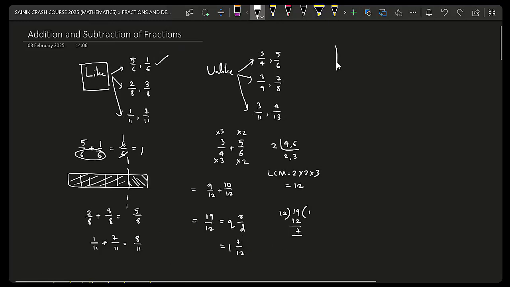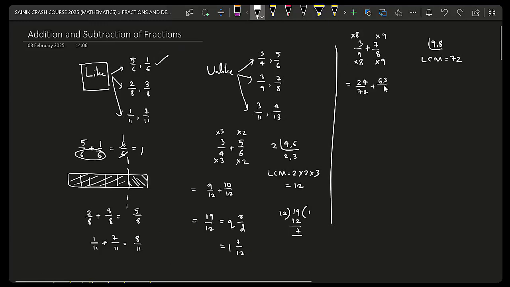Let's take one more example, that is 3 by 9 plus 7 by 8 we want to find. So for 9 and 8 we want to find the LCM. Because there are no common factors, we can just multiply them. We got 72. So 9 multiply by 8, 3 you multiply by 8, 8 you multiply by 9, and 7 also multiply by 9. 8 3s are 24 by 72 plus 7 9s are 63 by 72. So add them, you'll be getting 87 by 72. Still you want to convert into mixed form. 72 ones are 72, and how much will be remaining? 15. So that is 1 15 by 72.